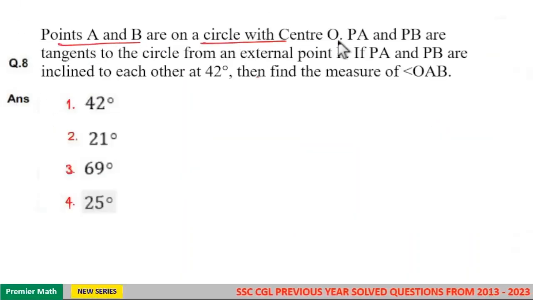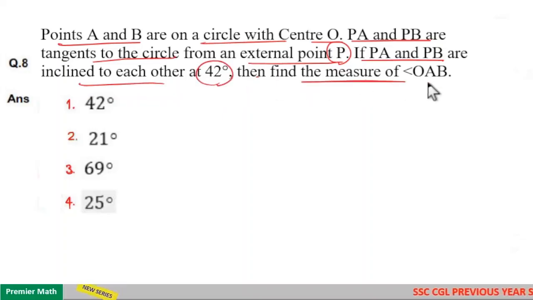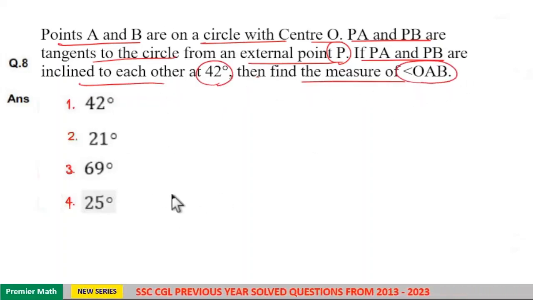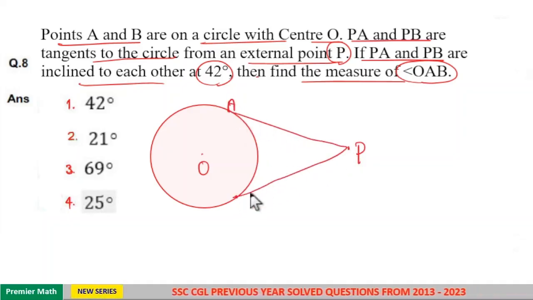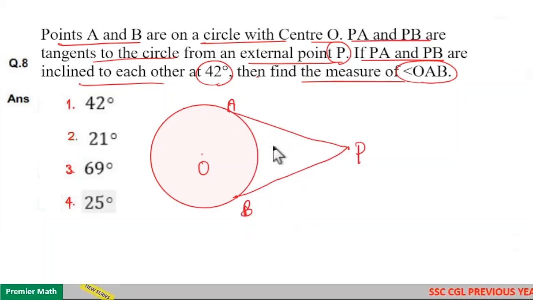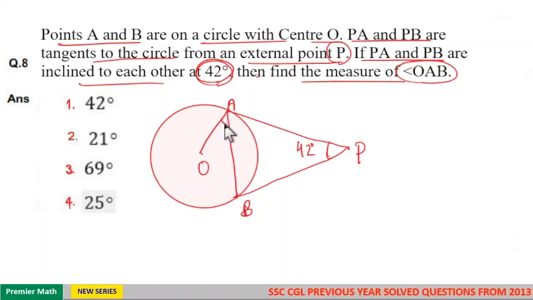Points A and B are on a circle with center O. PA and PB are tangents to the circle from an external point P. If PA and PB are inclined to each other at 42 degrees, then find the measure of angle OAB. Here, this is the circle with center O. P is an external point and PA and PB are two tangents. This is A and B, and the angle between PA and PB is 42 degrees. Then we have to find out angle OAP.